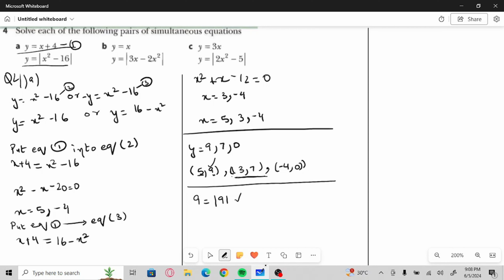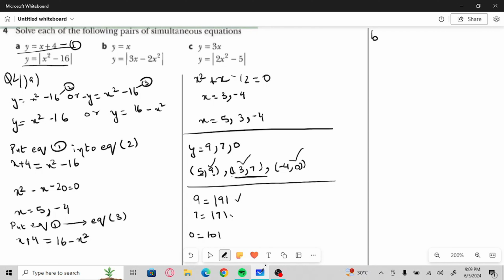Okay. So y is equals to 7. So 7 is equals to 3 squared minus 16. 3 3 is 9 minus 16 is equals to 7. Oh, the second coordinate is also correct. Wait a second. Yeah, the third value, we have the y value to be 0. 0 is equals to 4 4 is 16 minus 16. Yes, 0. So the third coordinate is also correct.